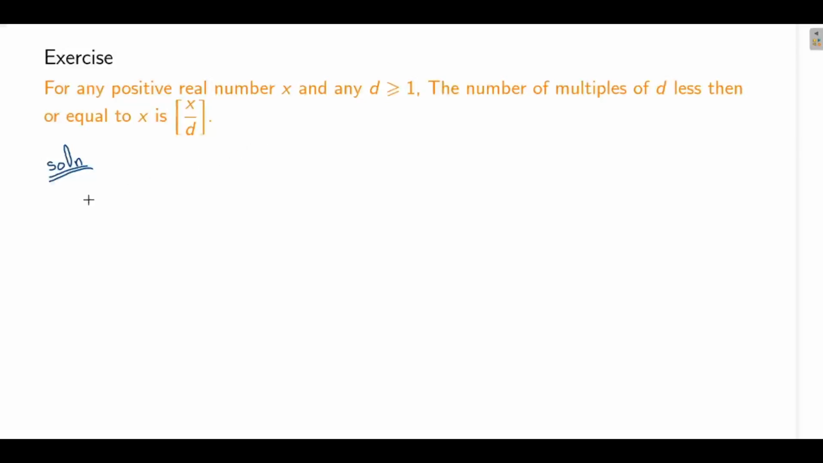Okay, so what are the multiples of d? The multiples of d are going to be 1 times d, 2 times d, 3 times d, and so on, right? And you want the multiples less than x, so you're looking at 1 times d, 2 times d, 3 times d, up to m times d, where m times d is less than or equal to x, and m plus 1 times d is greater than x. This is what you're looking for.